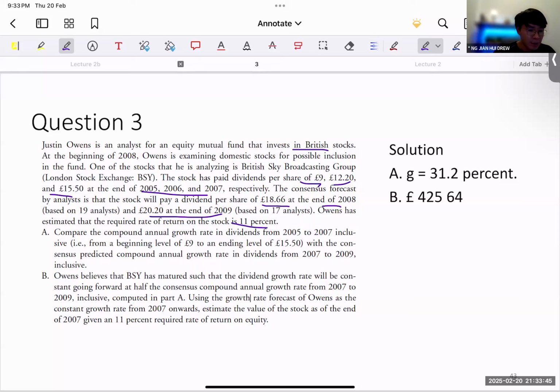Compare the compounded annual growth rate of dividends from 2005 to 2007, inclusive, beginning from this to this, with the compound annual growth rate from this to this. Okay, so we have, let me see. Okay, let's pull out our Excel.